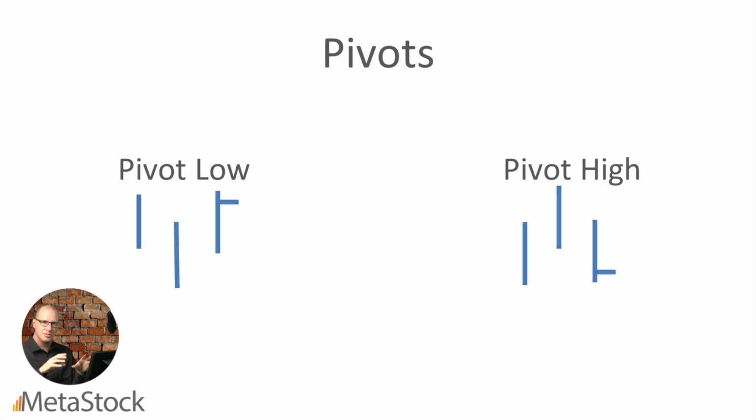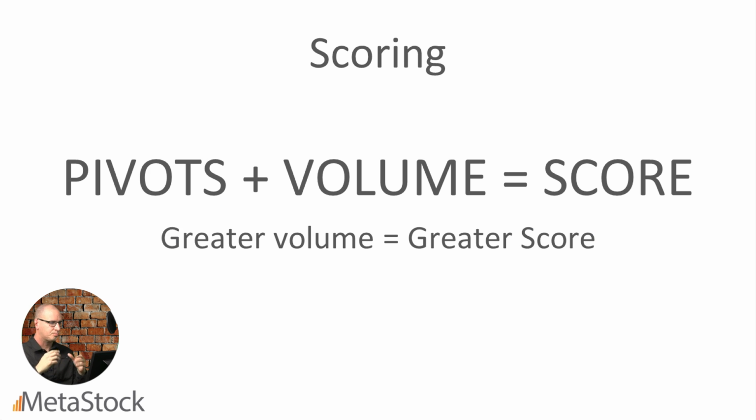Okay, so first of all, it identifies support and resistance around the strike prices, and then it looks for pivots. It has two types of pivots it identifies: one is a pivot low, and two is a pivot high. It looks for those on each side of the trade. Then it takes the pivot plus volume analysis and gives it a score. So the greater the score, the better the trade.